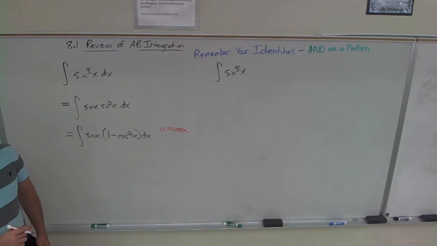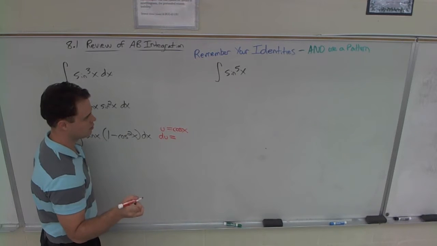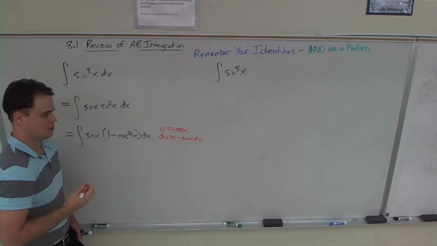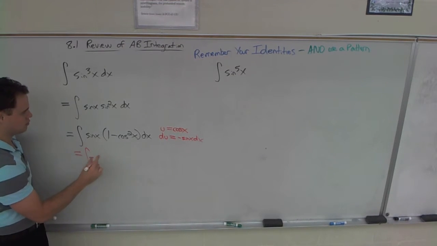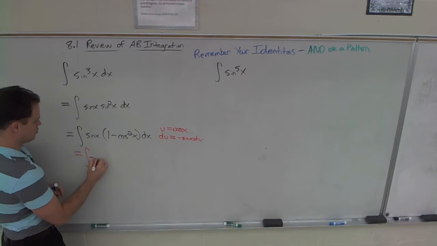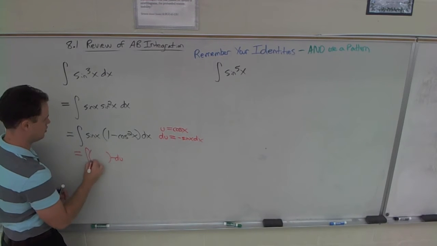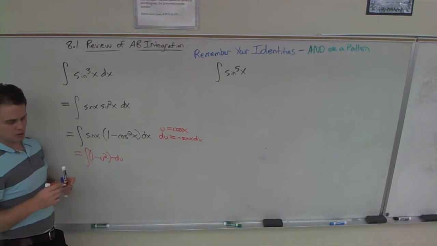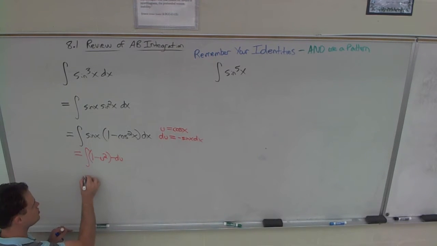Okay, so u is cosine. du is, careful, negative sine. We can just say this is negative. These parts are du, right? So I'll put it over here. Negative du. And then inside we have 1 minus u squared, which we can integrate easily, of course. So that's the secret to doing sine cubed.